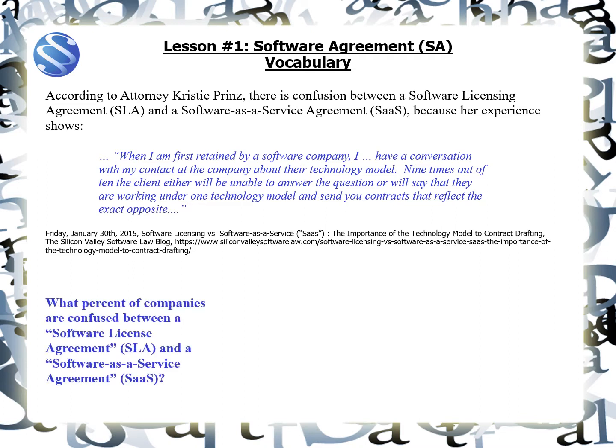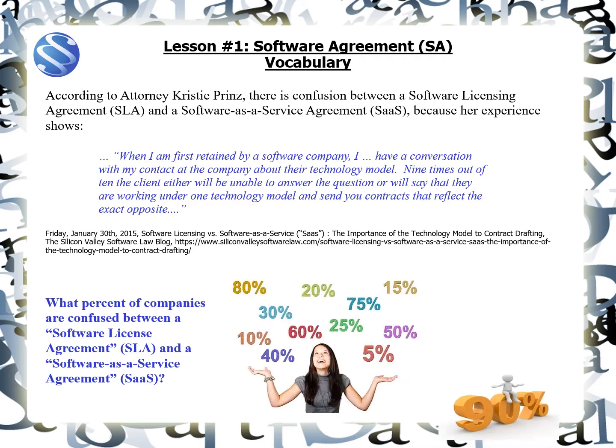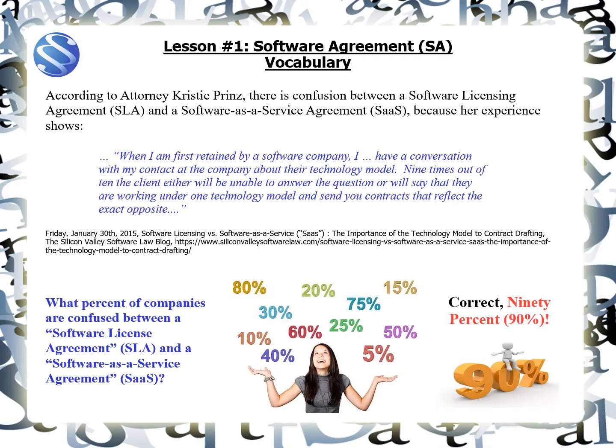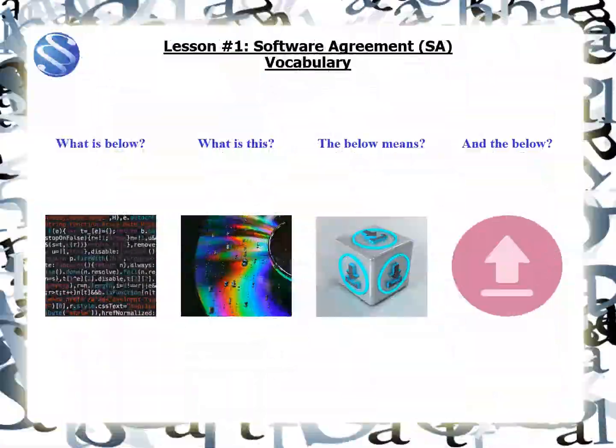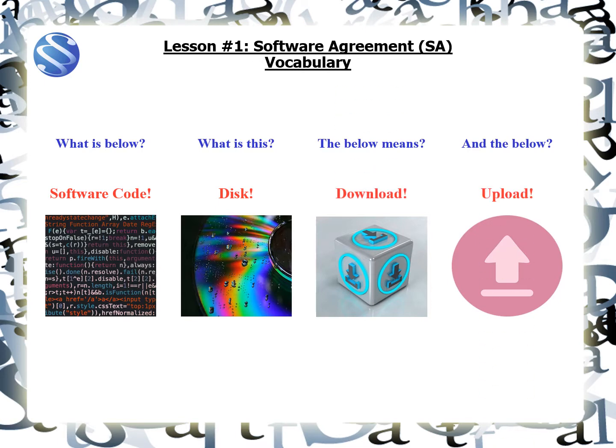What percent of companies are confused between a software license agreement and a software as a service agreement? Correct, 90%. What is below? Correct, software code. What is this? A disk. The below means download, and the below, upload.